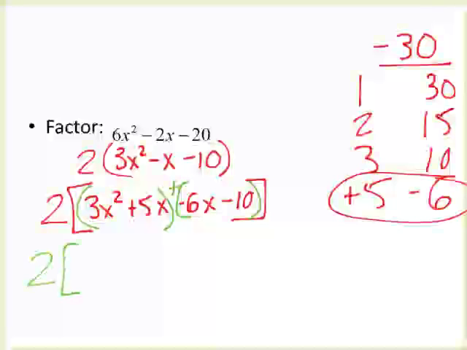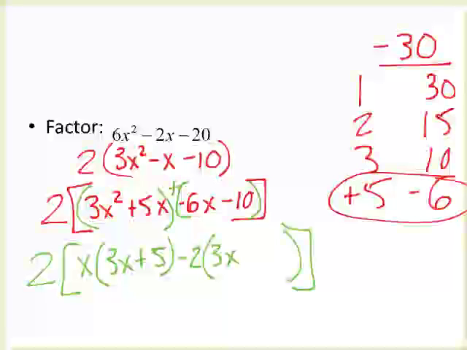The 2 keeps tagging along. What comes out of that first group? That first one is negative, so we're going to take the negative as well, so we're going to take out a negative 2. What's left when we divide by negative 2? Positive 3x, positive 5. Negative 10 divided by negative 2 gives us positive 5. That's good. Things have been going well so far.